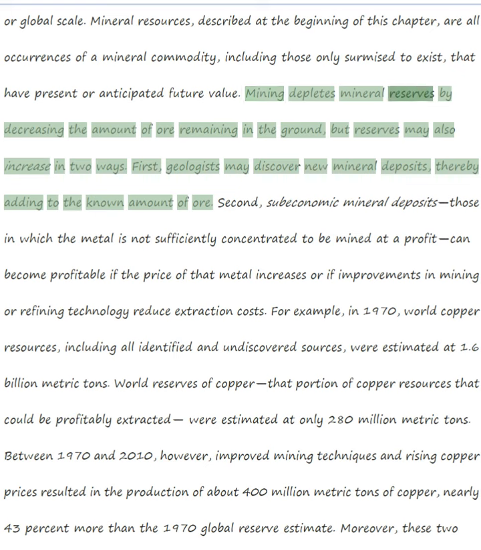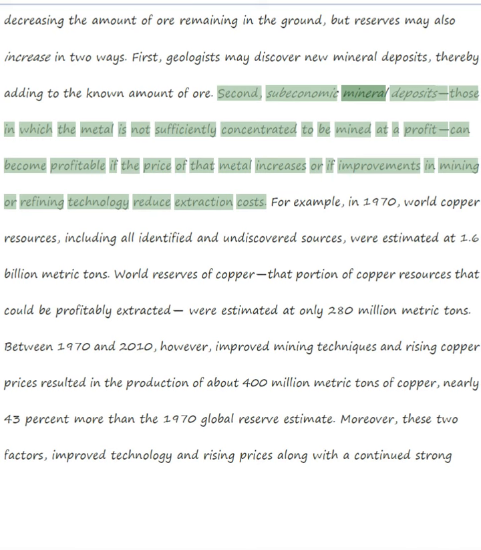Mining depletes mineral reserves by decreasing the amount of ore remaining in the ground, but reserves may also increase in two ways. First, geologists may discover new mineral deposits, thereby adding to the known amount of ore. Second, subeconomic mineral deposits, those in which the metal is not sufficiently concentrated to be mined at a profit, can become profitable if the price of that metal increases or if improvements in mining or refining technology reduce extraction costs.